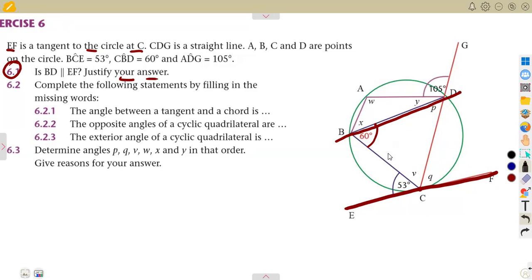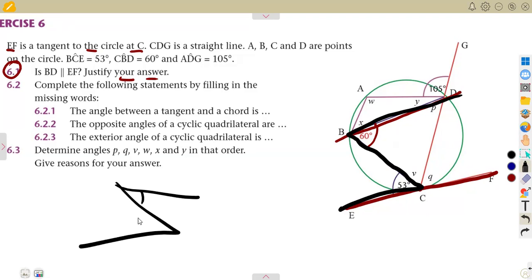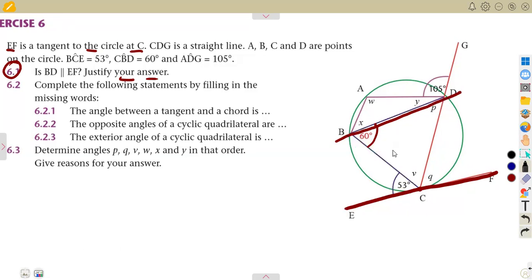So you will see that these two lines are not parallel, because if you consider alternate angles, create a Z like this, you know that alternate angles, if you create a Z, they are supposed to be equal. But these angles are not equal. This angle that we are seeing here is 60. This angle is 53 degrees. They are not equal. So if we were to create a Z, we were supposed to have equal angles, but these ones are not. So alternate angles are not equal on this one.